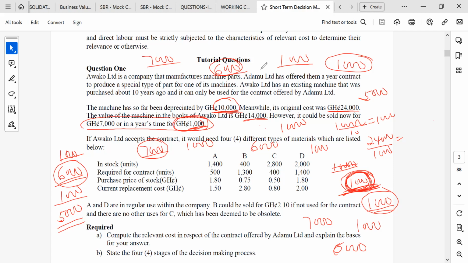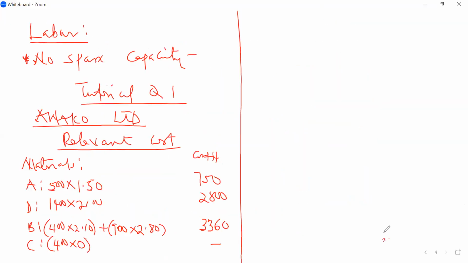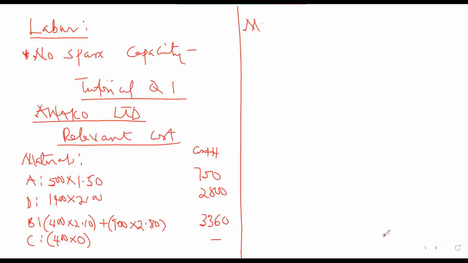But if you use it today, the renting fee will cancel the amount that you are going to be selling it. That will be 6,000. But at the end of the year, you will still sell this one for 1,000. So how much are you losing now? You are losing 5,000. So the relevant cost for the machine will now be 5,000. So the machine will be calculated as 7,000 minus 2,000. So that will be 5,000.